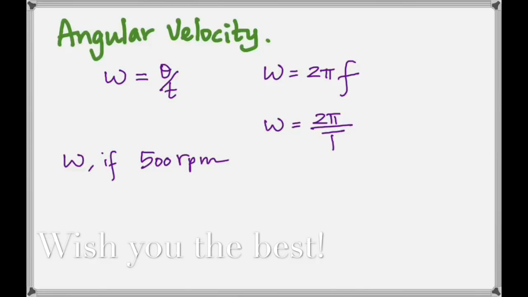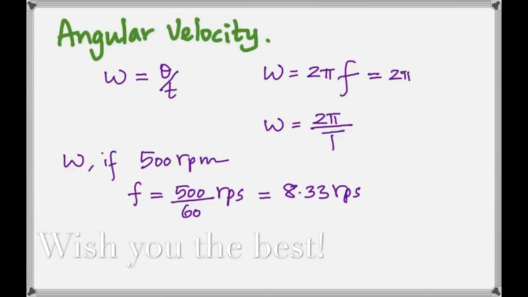Once you do that, how do you get omega? Once you get that, that will give you F, right? And then you multiply by 2 pi. That's it. So F is 500 by 60 RPS, which I think comes out to be 8.33. Let me know if I make some crazy mistake. And then put it as 2 pi times 8.33, which gives you 52.37.